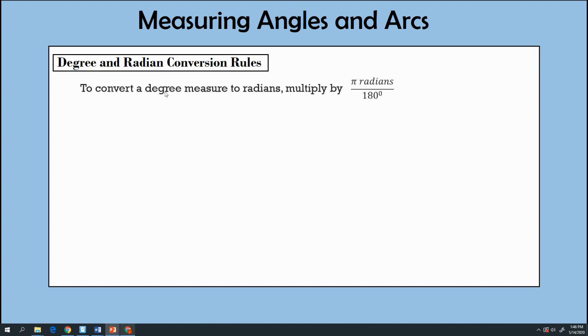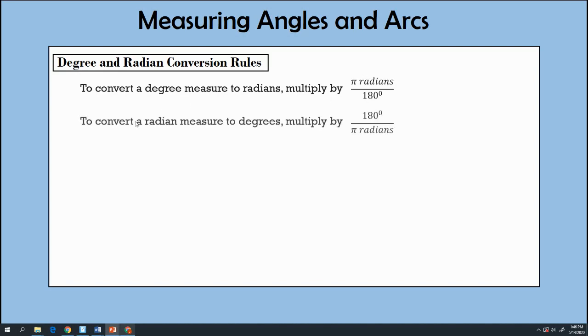To convert degree measures to radians, you're going to multiply by pi radians over 180. This fraction is equal to 1. Now remember how I said 2 pi is all the way around a circle and 360 is all the way around the circle. Okay, if I put 2 pi over 360 and reduce it, I'd have pi over 180. So we just start with a reduced answer. So pi radians is halfway around the circle. 180 degrees is halfway around a circle. That's equal to 1 right there.